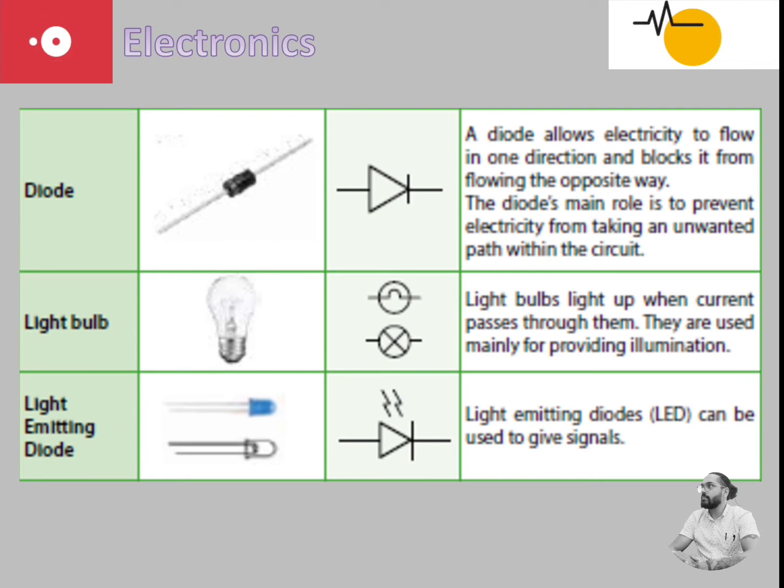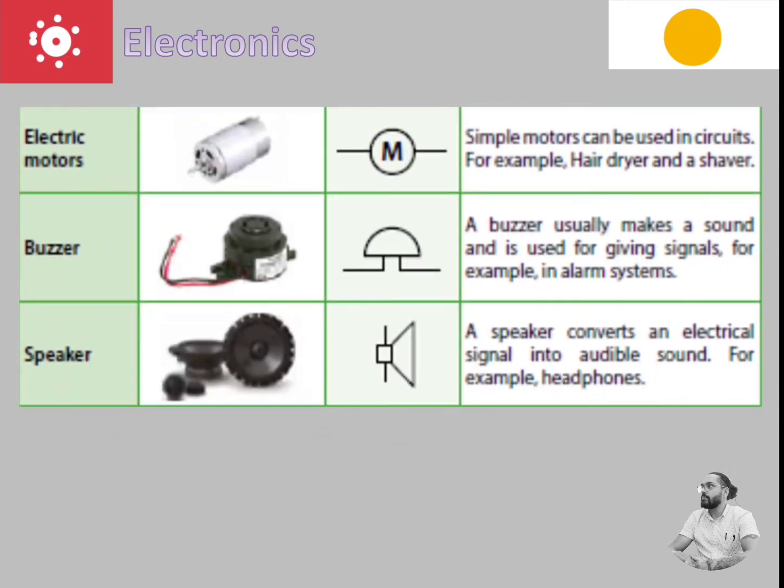A light bulb is used mainly to provide illumination. LEDs, which mean light emitting diodes, emit light to give signals. Electric motors are simple motors that are used in circuits from toys to hair dryers or shavers. A buzzer is mostly used in alarm systems to give signals. A speaker converts an electric signal into audible sound.